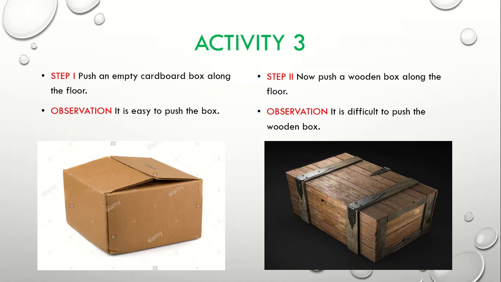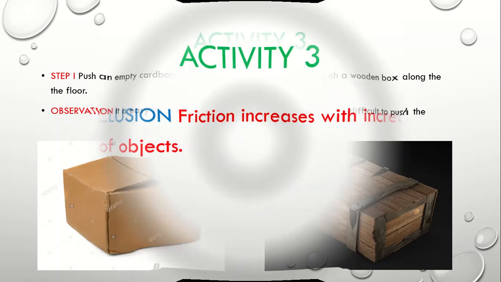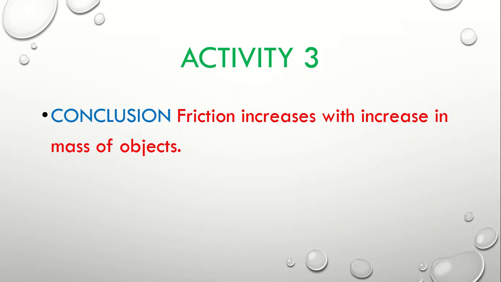You can make out easily through the figure that this cardboard box is lighter in weight or mass, whereas this wooden box is heavier, or greater in weight or mass. So what is the conclusion of this activity? Friction increases with increase in mass of objects. When you used a heavier object, friction increased. And when you used a lighter object like the cardboard box, friction was less. It was easy to move. Right? So it means that friction depends upon mass of the objects.